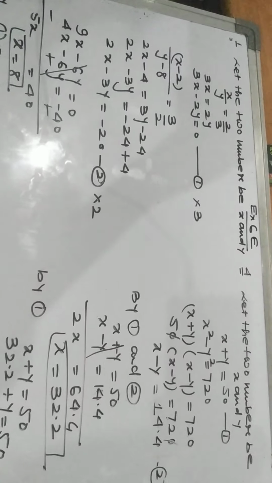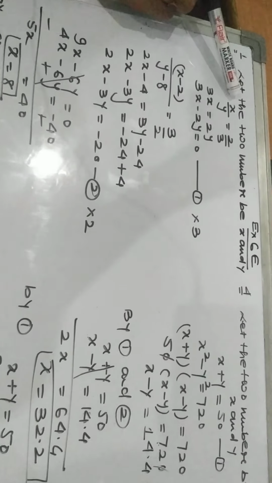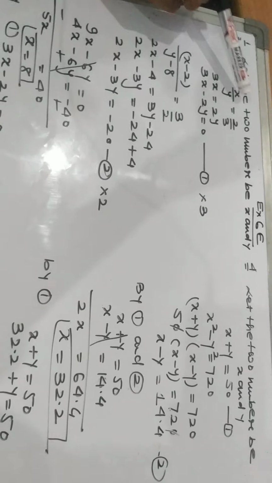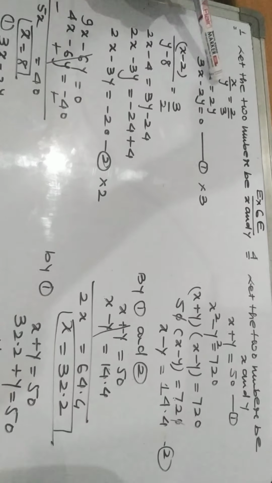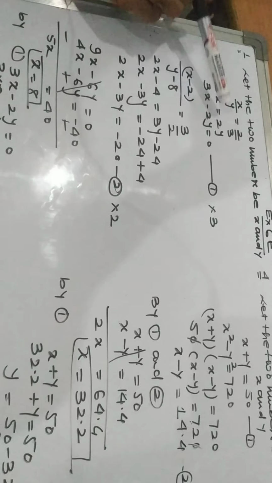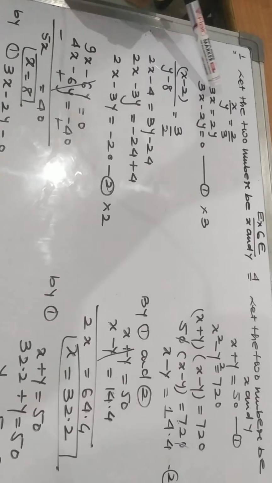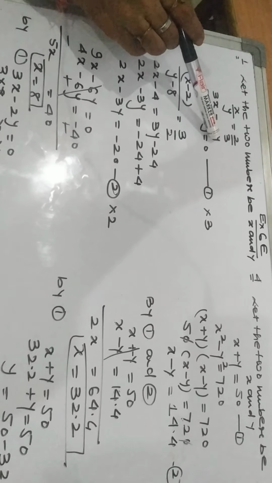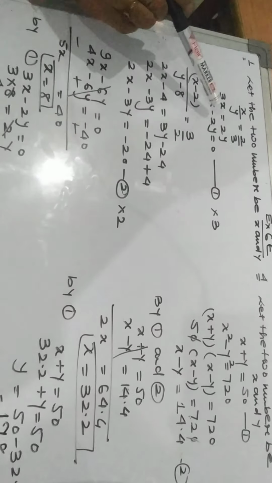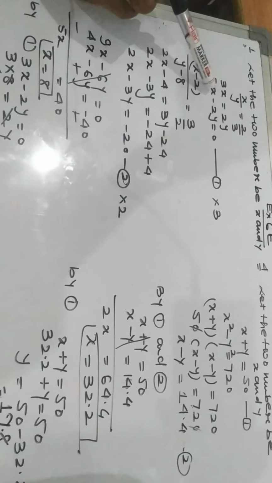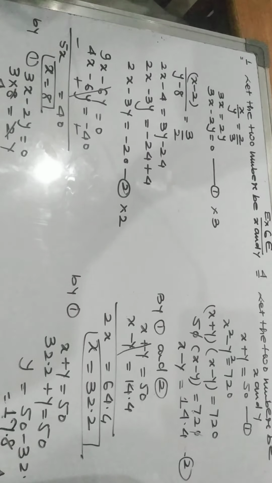Let the two numbers be x and y. Ratio means x upon y. The given ratio is 2/3. Then x upon y is equal to 2/3. On cross multiplication, 3x is equal to 2y. 2y transferred from the right-hand side to the left-hand side converts into minus 2y. 3x minus 2y is equal to 0.